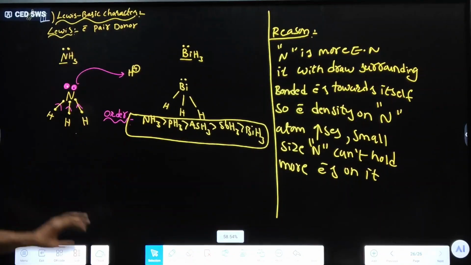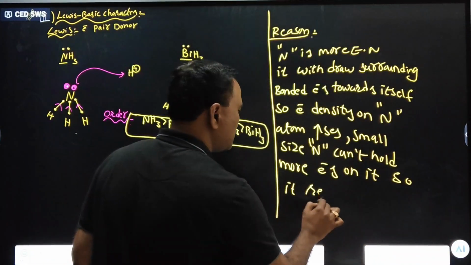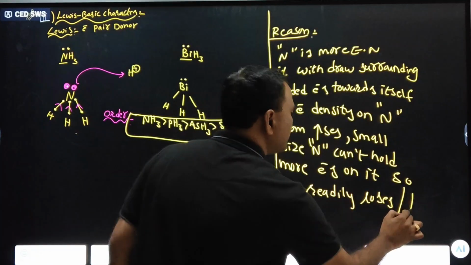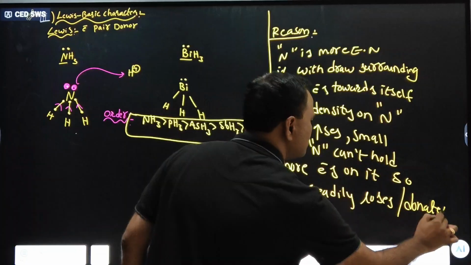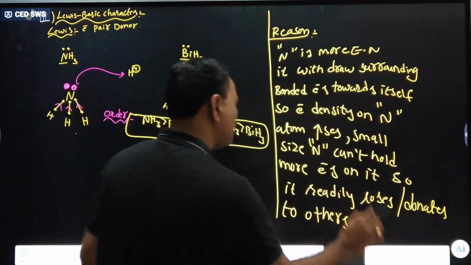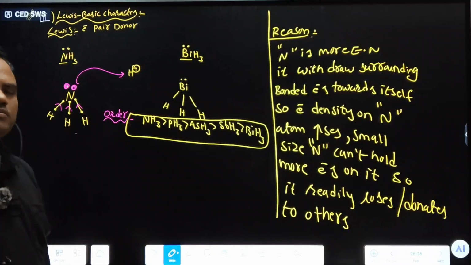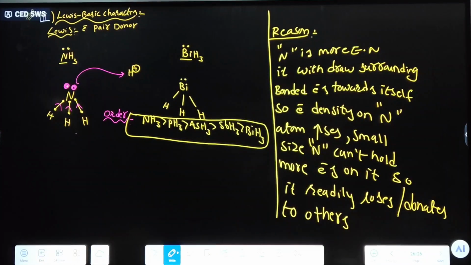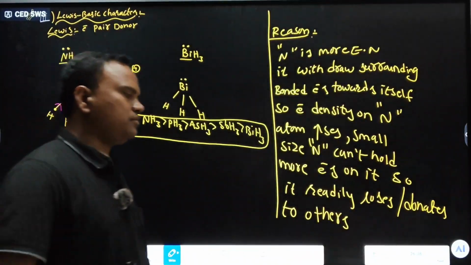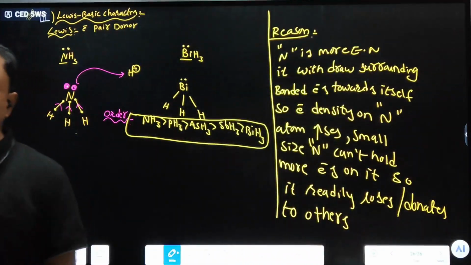So it readily loses, or we can use donate also. Donates to others. This donating property is called Lewis basic property. Okay, so NH3 is a good Lewis base. In your class, they'll give the direct order only. They won't explain all these things due to time factor.